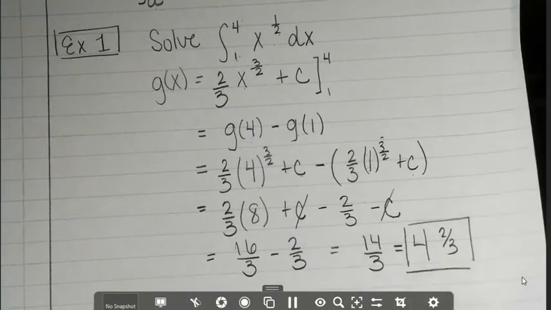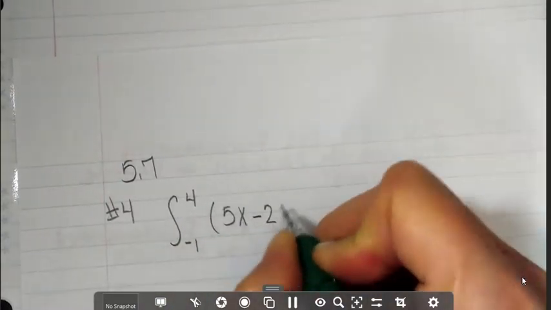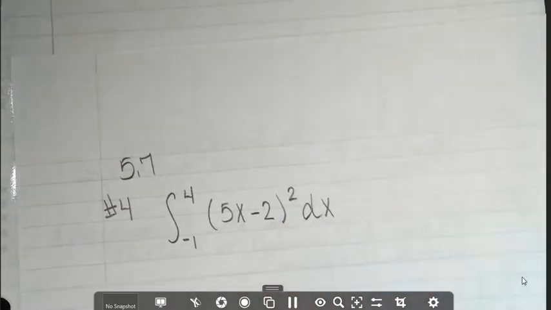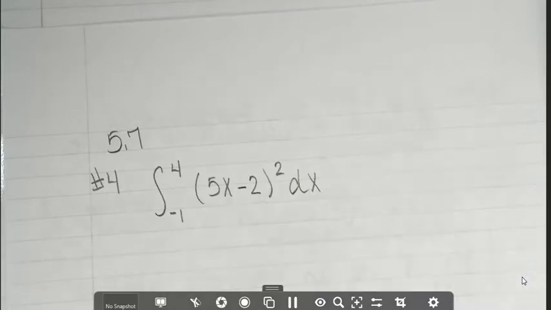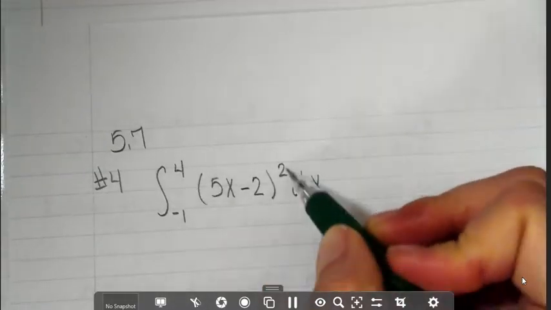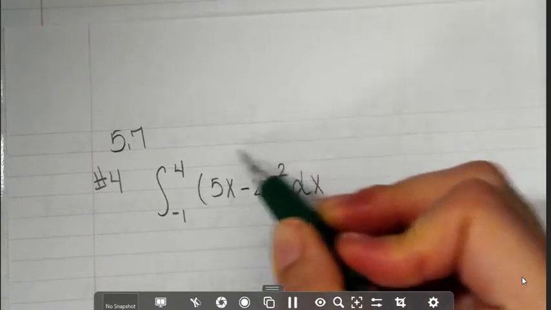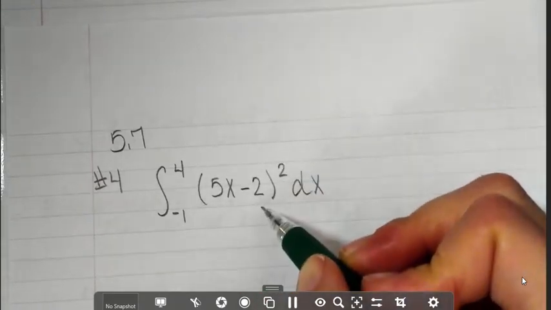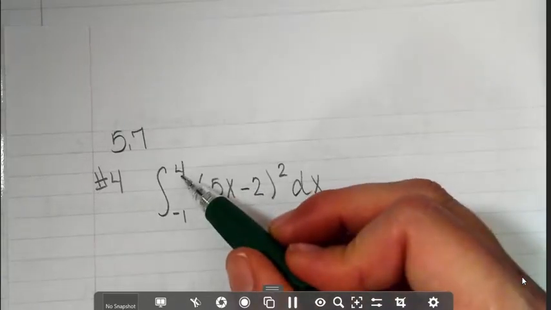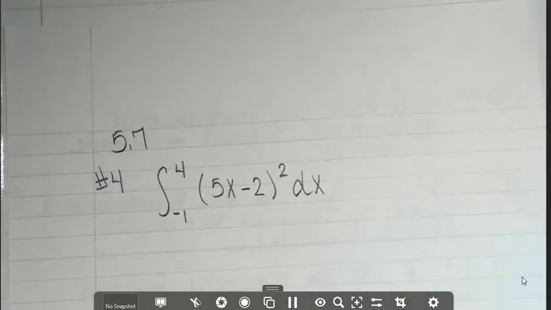I think I'm going to do some of the evens. Okay, so from 5.7, we'll start with number 4. You want to find the definite integral from -1 to 4 of (5x minus 2) squared dx. Basically what we want to do is find the antiderivative of 5x minus 2, that quantity squared. And then we're going to plug in 4 and plug in -1 and find the difference between those two.